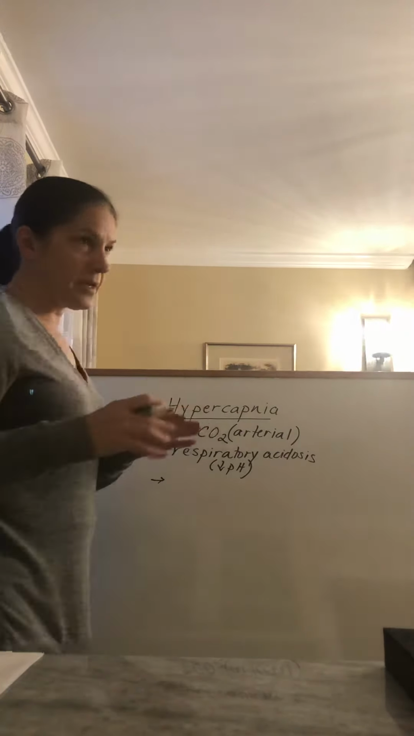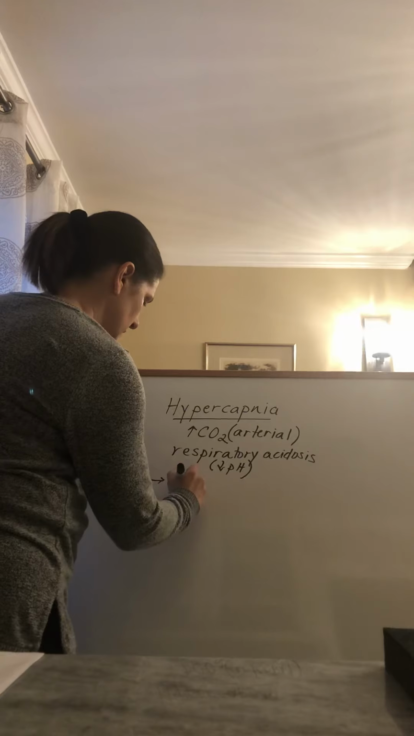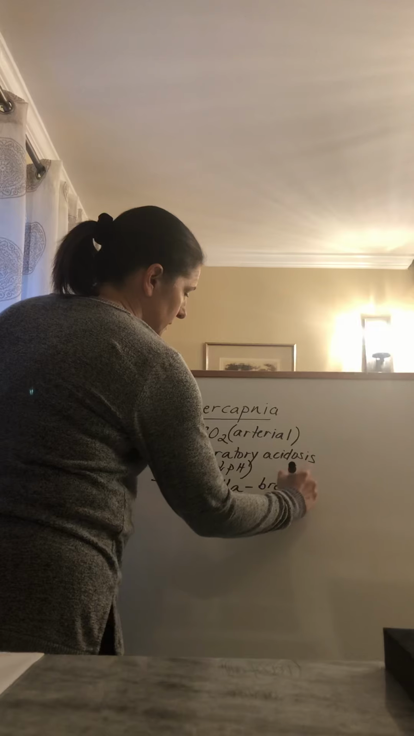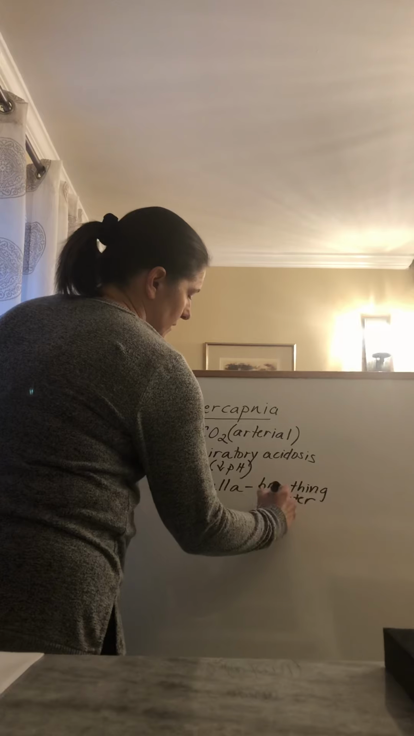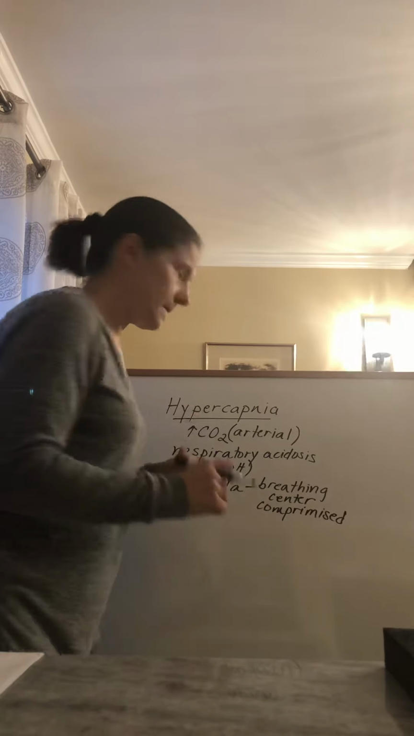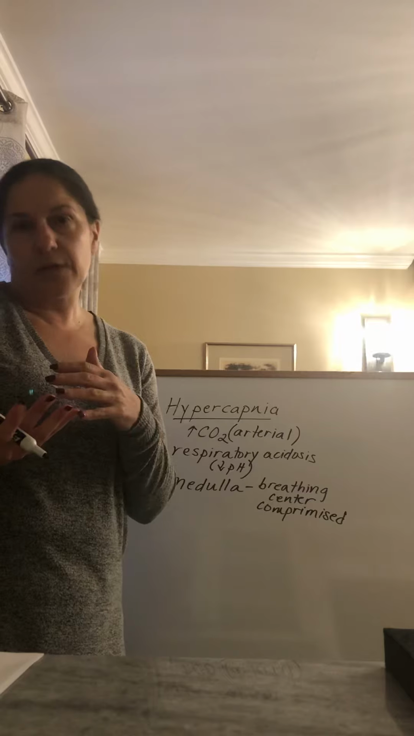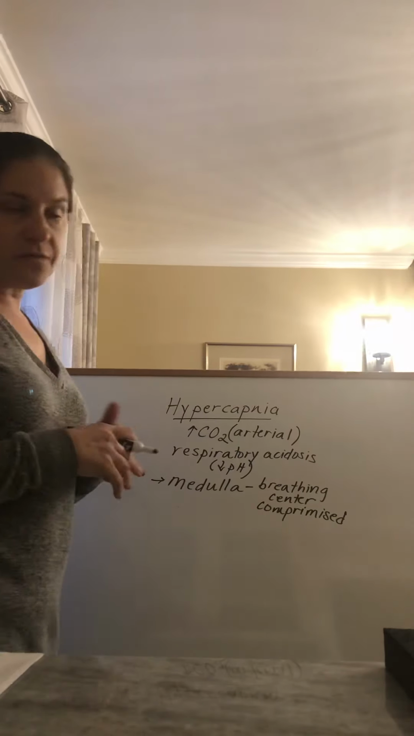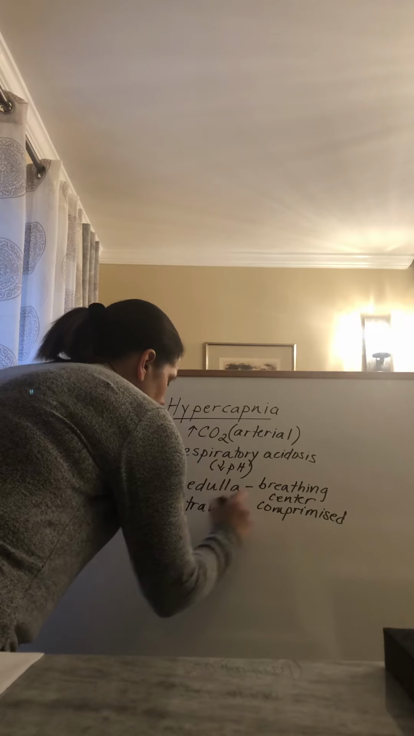So if we have something, whether it's a drug or trauma to the medulla, if the breathing center is compromised, if we're unable to control our rate and depth of breathing, then obviously someone could hyperventilate, and then they're going to develop high levels of carbon dioxide in their bloodstream. Some of the things that can compromise the functions of the medulla would be things like trauma to the medulla or certain drugs.